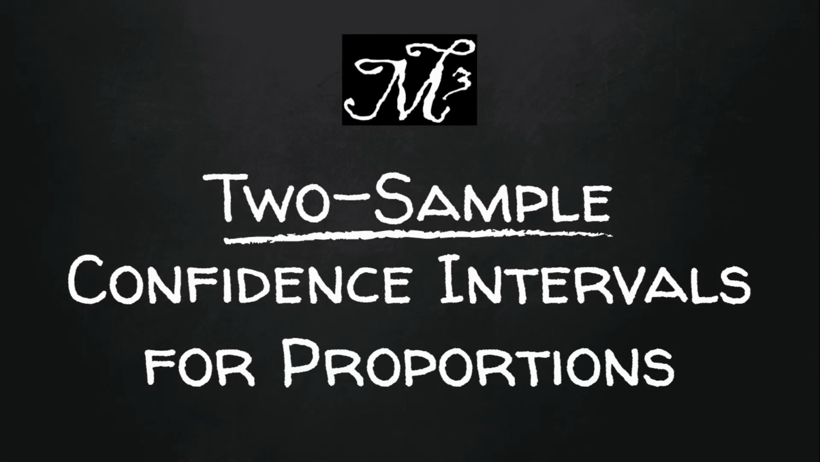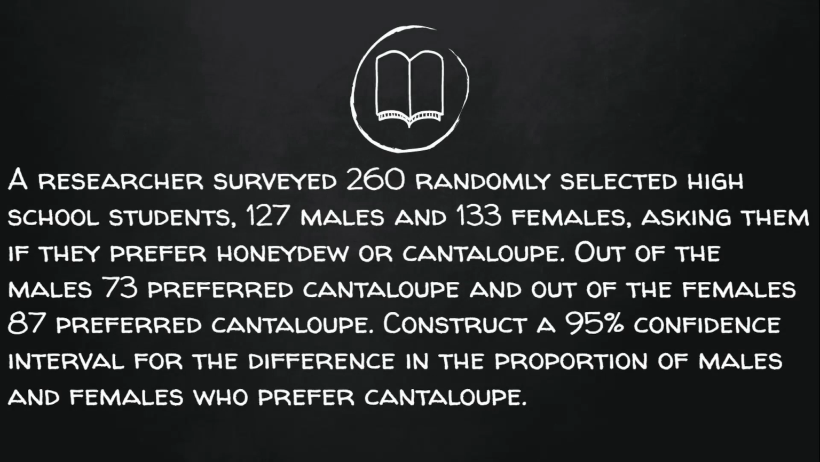Today we're going to be talking about two sample confidence intervals for proportions. Now the problem we're looking at here is that a researcher surveyed 260 randomly selected high school students, 127 males and 133 females, asking them if they prefer honeydew or cantaloupe. Out of the males, 73 preferred cantaloupe, and out of the females, 87 preferred cantaloupe. And we're going to construct a 95% confidence interval for the difference in the proportion of males and females who prefer cantaloupe.